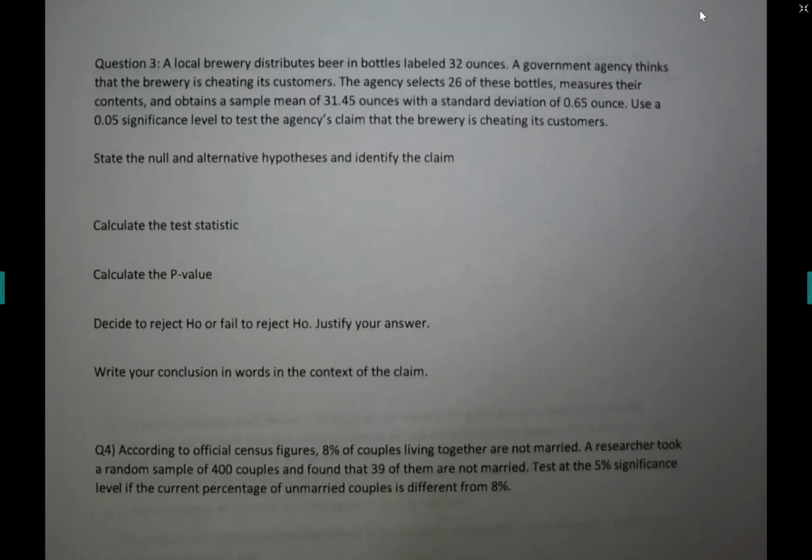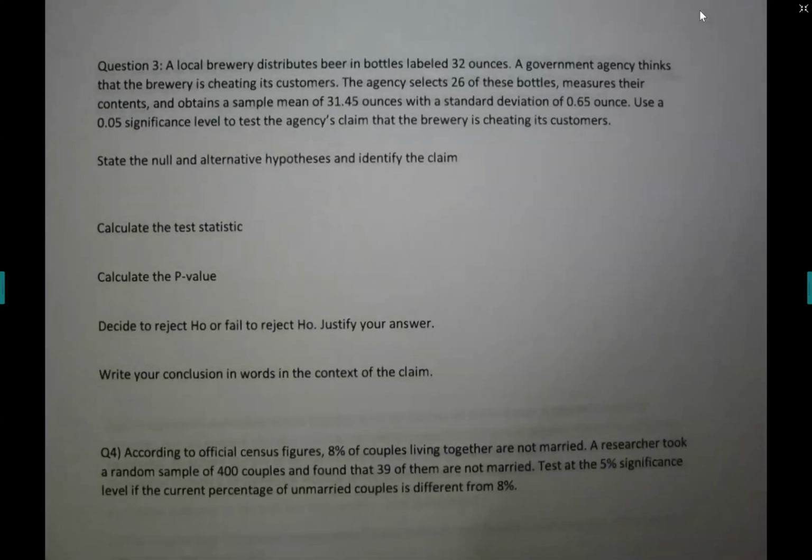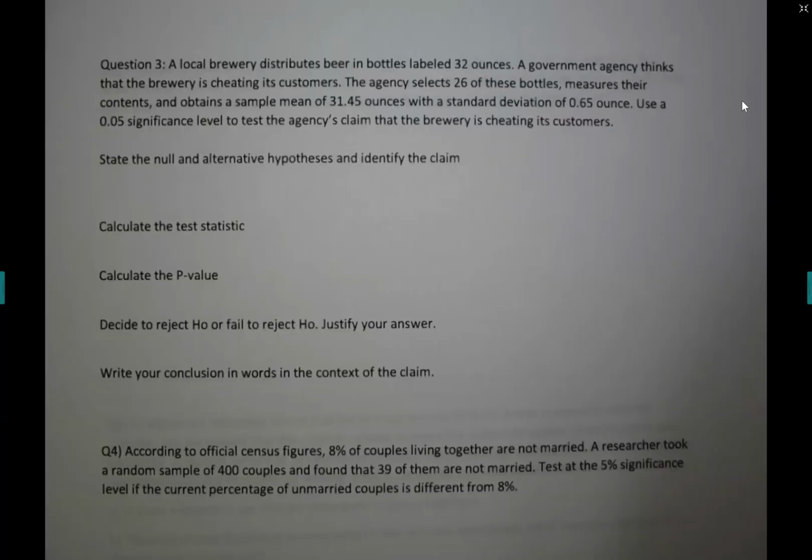Question 3. Are we going to use StatCrunch in the test? It will be available. If students like to use it, it's available. I'm making it available. Okay. Yeah. It's up. And you guys, let me pause here for a second.